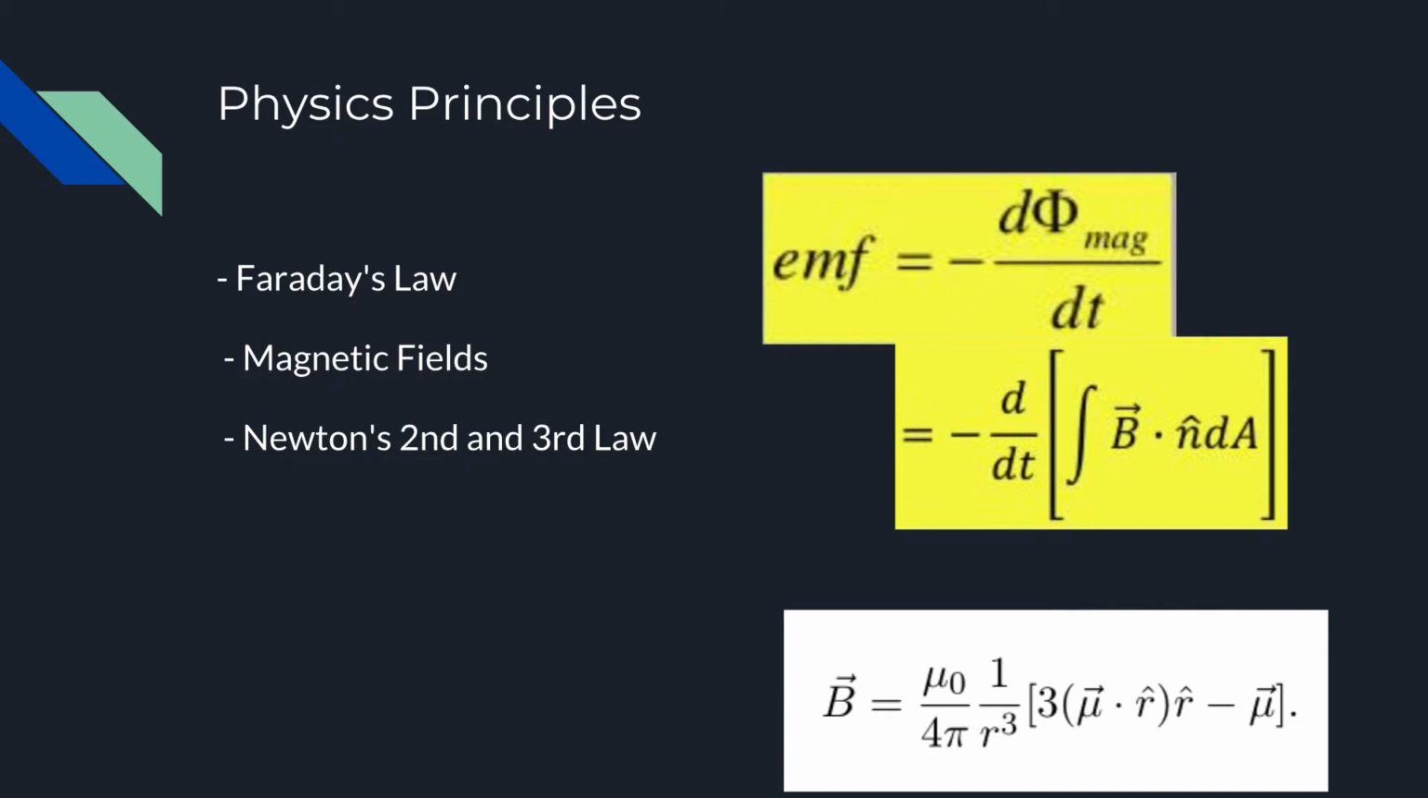Thirdly, we will also be using Newton's second and third law. We will be using Newton's second law in order to determine the force being caused on the magnet by the loop. And then we will be using Newton's third law to determine the net force on the whole system.